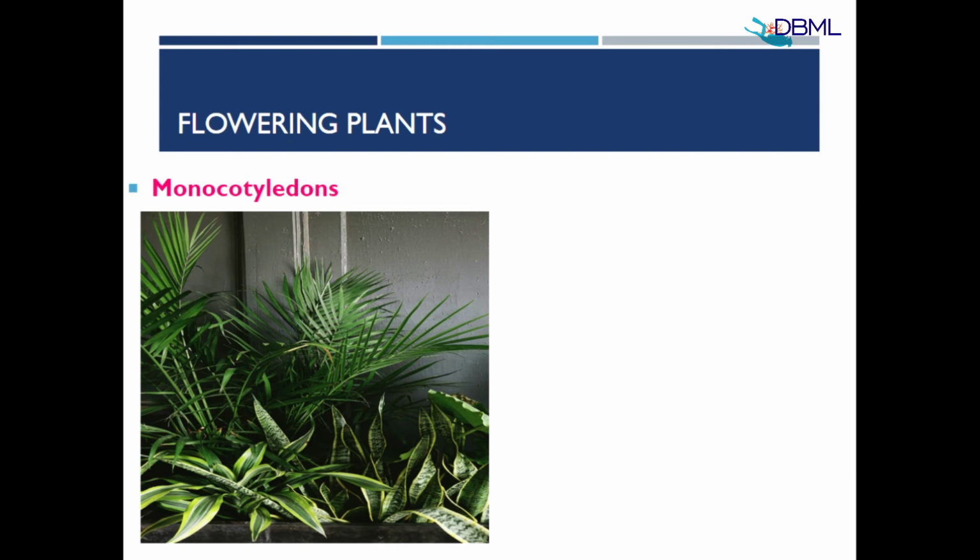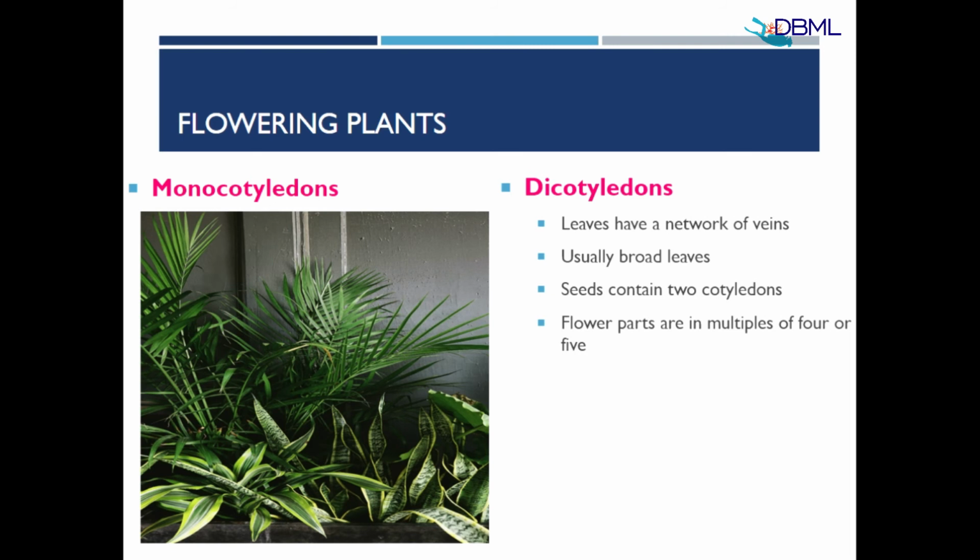Then we have dicotyledons. These plants are easily identified by having leaves with a broad network of veins, and the leaves are usually broader. And their seeds contain two cotyledons. So when they're coming up from germination, you notice these two leaves pop up, and the flower parts are in multiples of 4 or 5.